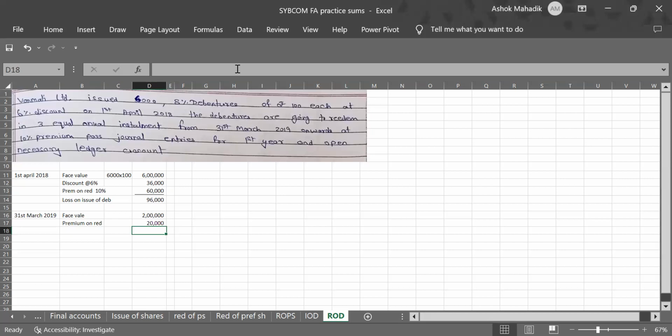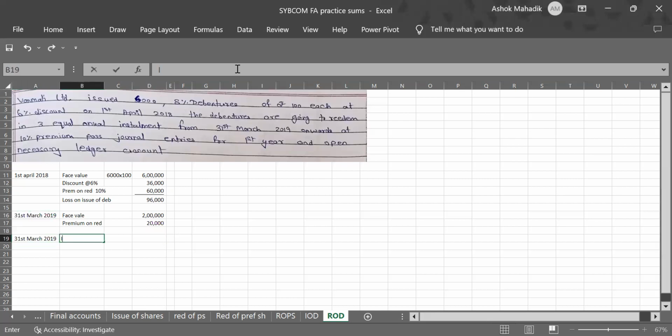Clear? Now in case of debentures, I told you yesterday that we have to pay interest on a regular basis. It can be annual or 6 monthly. If nothing is mentioned, we presume it to be annual. So the year ends on 31st March 19, the same date. So on the same day we can record the interest payment.